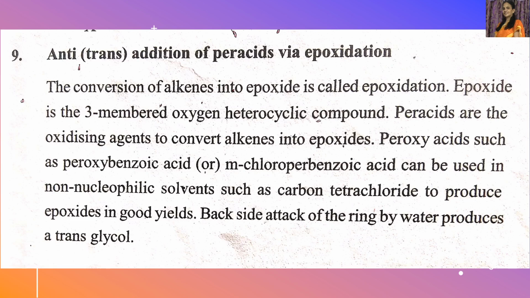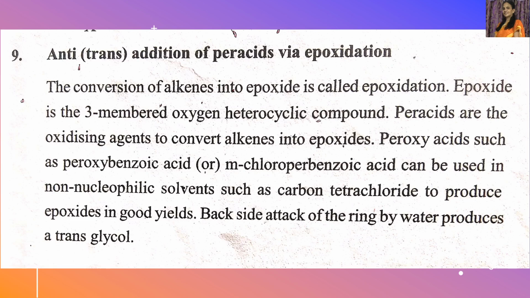Peroxybenzoic acid. Benzoic acid is C6H5COOH. Peroxybenzoic acid is C6H5COOOH, with one oxygen extra. A peroxy bond is present; the O-O bond is called a peroxy bond. So in peracids, a peroxy linkage is present. An example of a peroxy acid is peroxybenzoic acid, and the next one is metachloroperoxybenzoic acid.